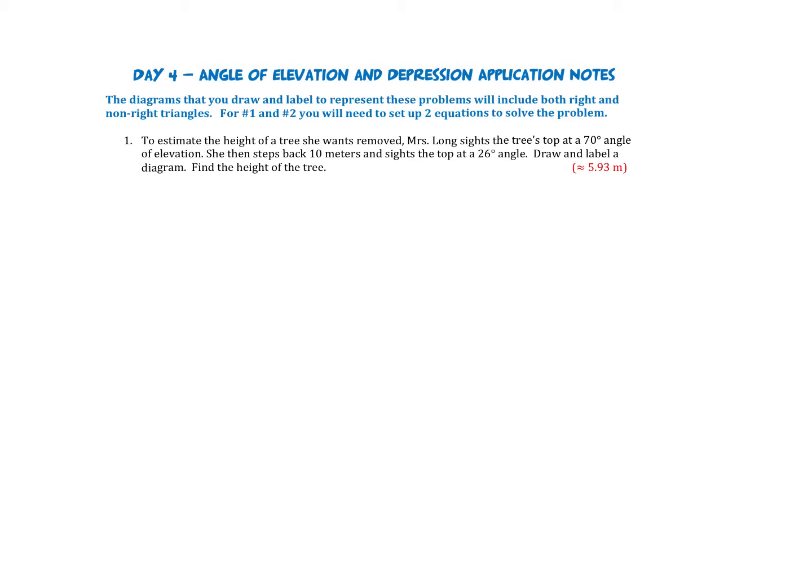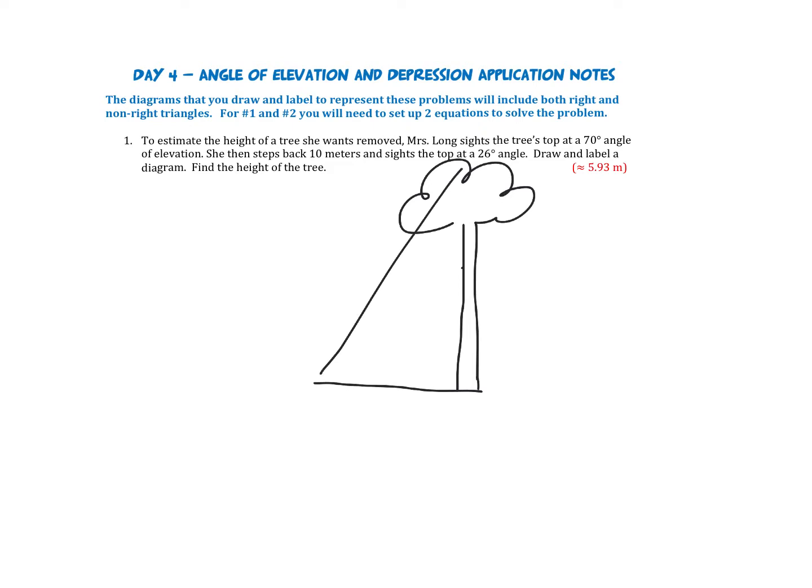Okay, so let's say here we have our tree. I'll just draw it as a vertical segment, but we could add some leaves. So Mrs. Long, she's standing here, she looks at the top of the tree and it's a 70-degree angle. She's able to measure that from the ground. She then steps back 10 feet. So this distance from here to here would be the 10 feet that she steps back, and she again measures, and it is now a 26-degree angle.